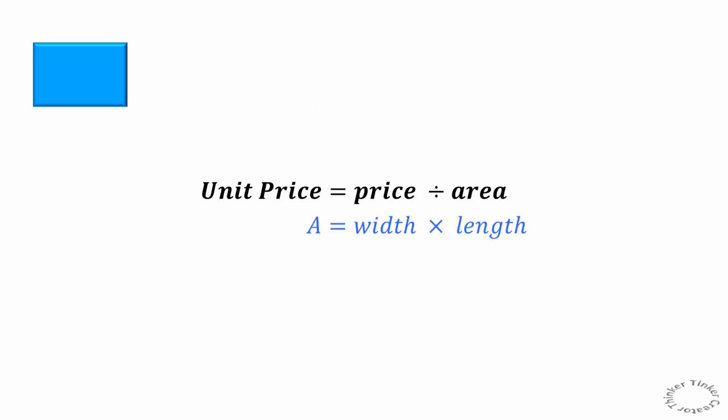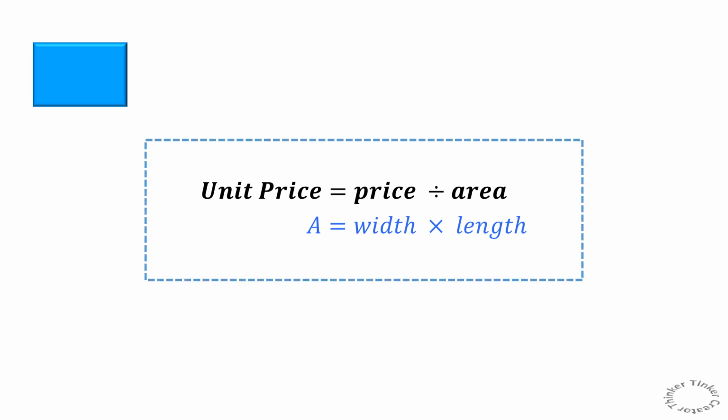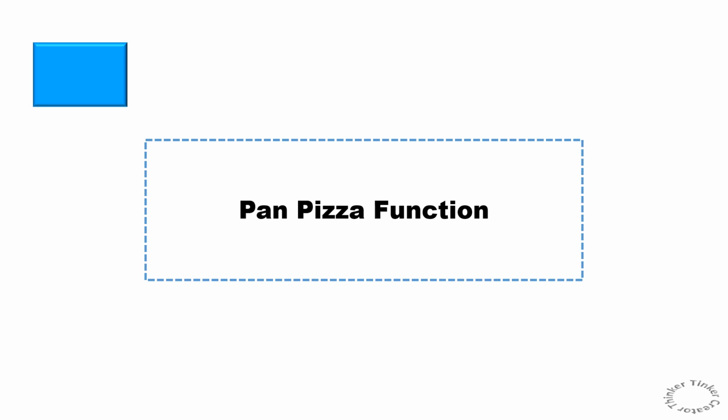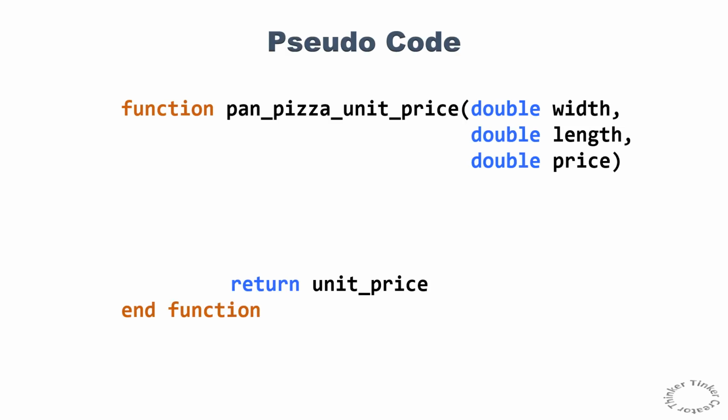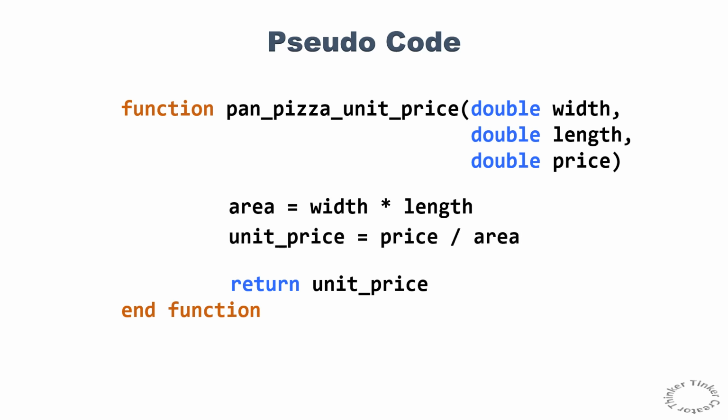This is the formula to calculate the unit price of a pan pizza. We can use a function to encapsulate the calculation steps. The function has 3 inputs and 1 output. Here is the pseudocode. It accepts width, length, and price as input, and returns the unit price as output. Inside the function, we calculate the area and the unit price. Whenever there is a division operation, think carefully whether there is a risk of division by 0.